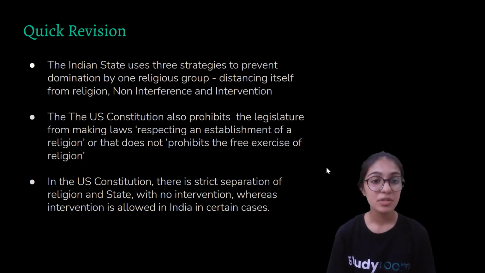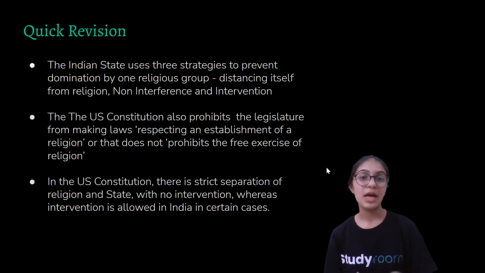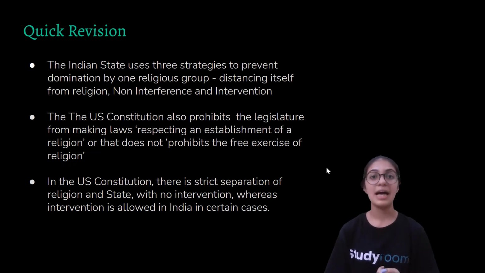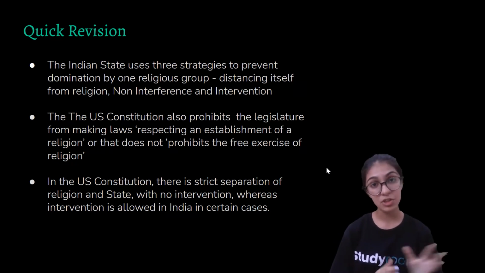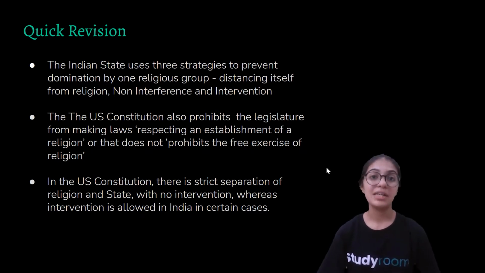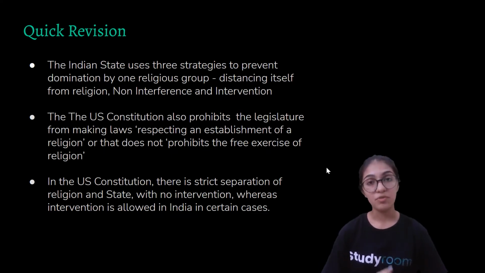Alright. The US Constitution also prohibits the legislature from making laws respecting an establishment of religion, or prohibiting the free exercise of religion. Both the US Constitution as well as the Indian Constitution do not promote any one particular religion. All the religious communities are equal for the state. Also, it gives equal rights to all the religious communities. It allows the people to profess any religion that they want to, safeguarding their fundamental right to follow any religion.